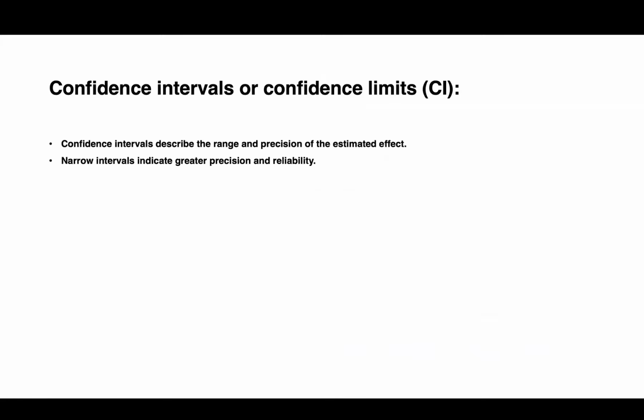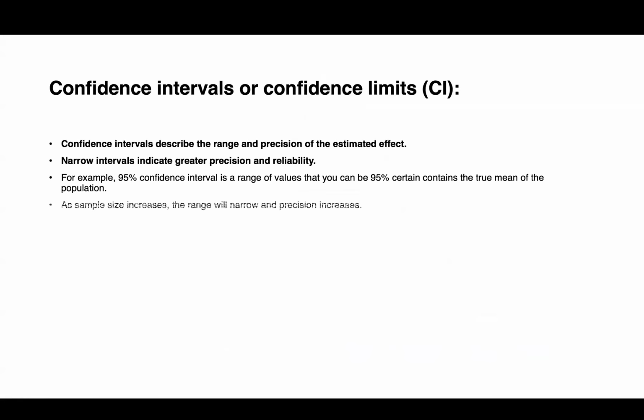So coming to confidence intervals or confidence limits. Confidence intervals describe the range and precision of the estimated effect. Narrow intervals indicate greater precision and reliability. For example, a 95% confidence interval is a range of values that you can be 95% certain contains the true mean of the population. As the sample size increases, the range will narrow and the precision increases.